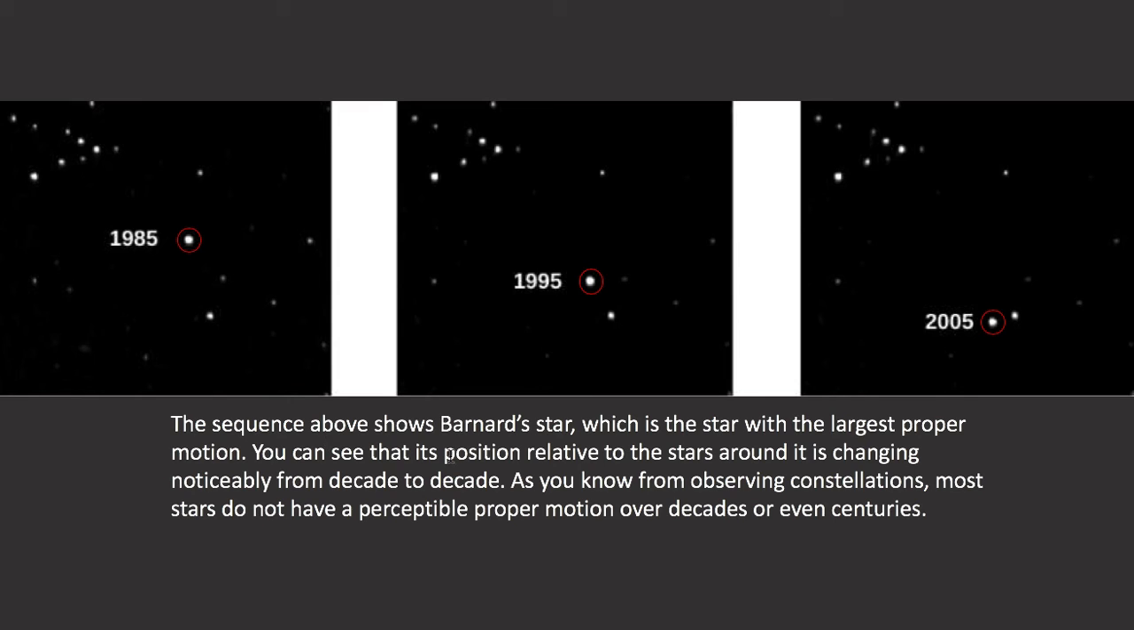Now, most stars will not have a perceptible proper motion, which is why when you look up at the constellations from year to year, they look the same. The Big Dipper looked the same to your grandparents as it does to you now. Your great-grandparents, great-great-grandparents. The Big Dipper has not changed its appearance. But that's not true for every star. Some stars are moving on a time scale that we can actually appreciate.